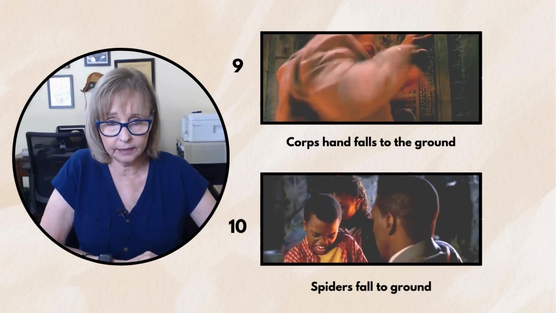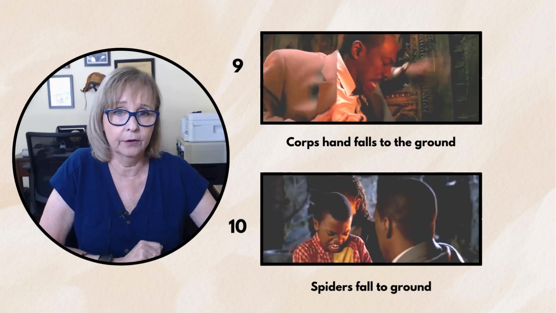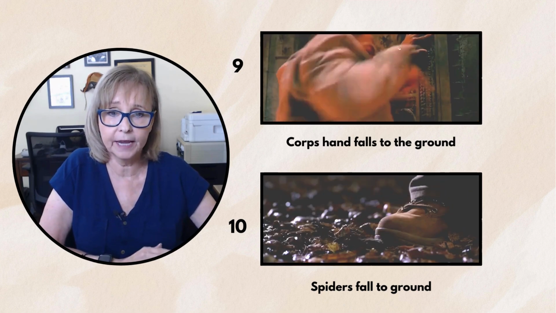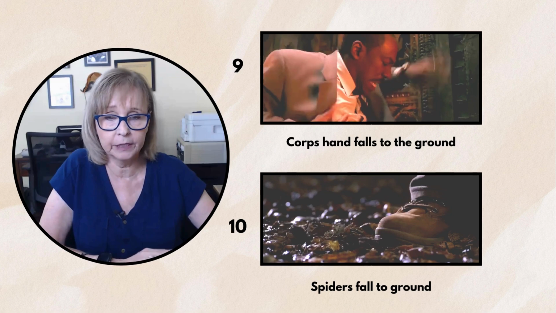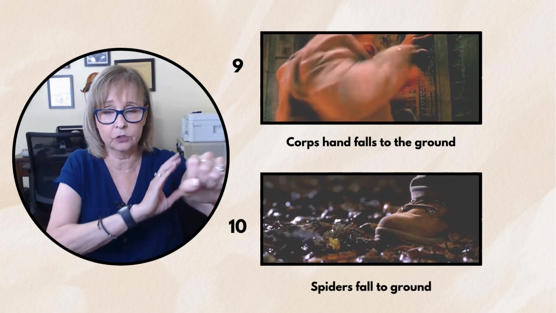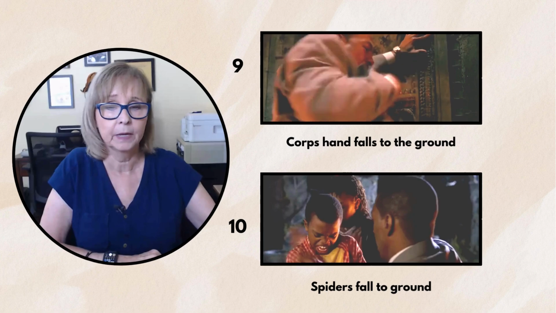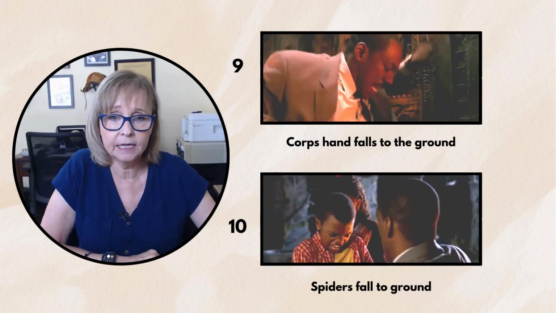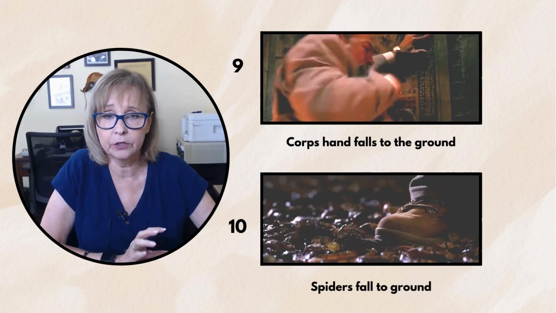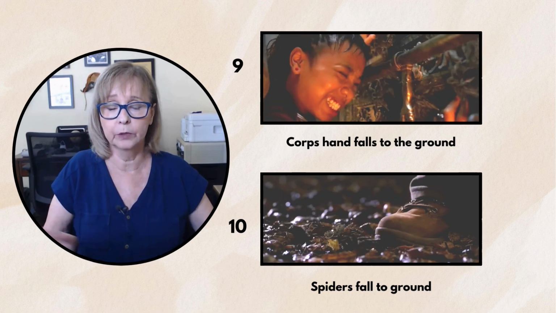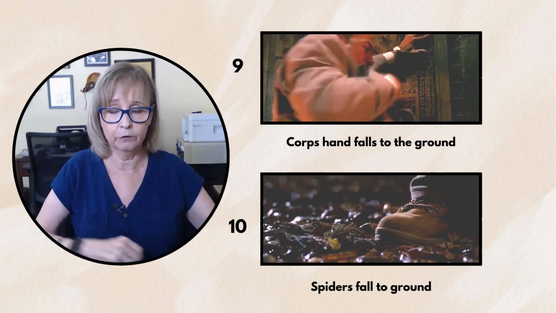Okay, so here's the last 2 inserts. Now, number 9 is the corpse's hand falling on the ground. So that's pretty cut and dry. He gets chopped off, and then we see it falling to the ground and it's moving around. And then number 10 is when the spiders are hitting the floor, when Eddie Murphy's taking them off his son and they're falling to the ground.